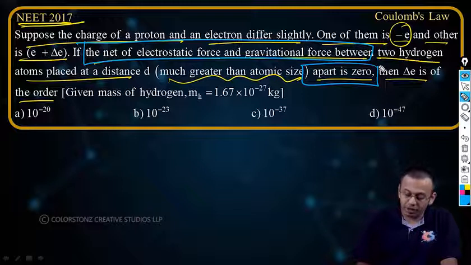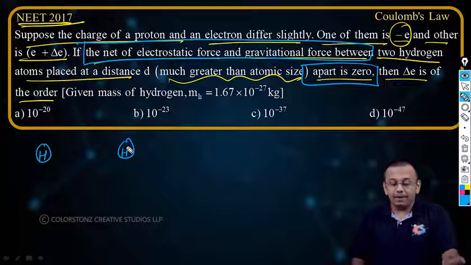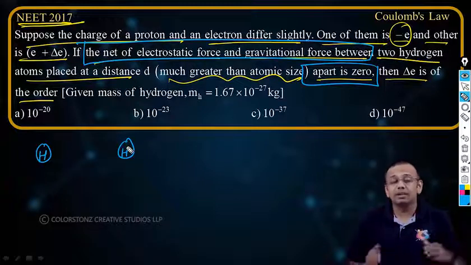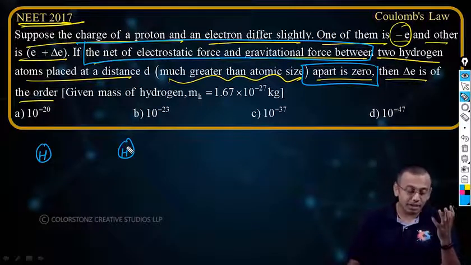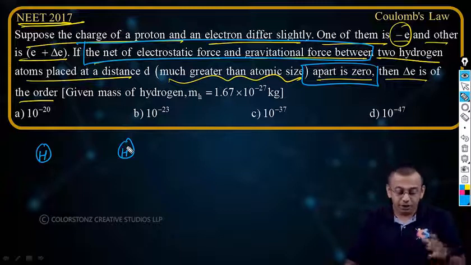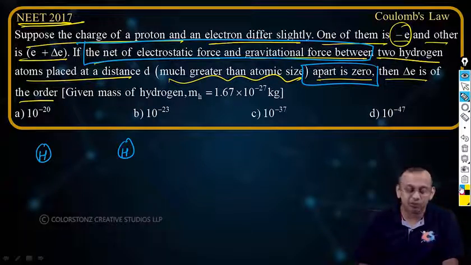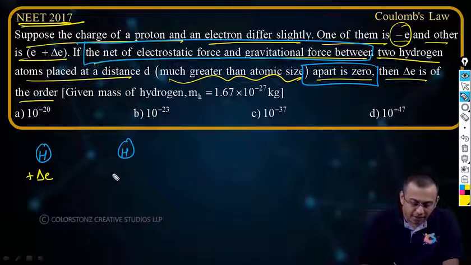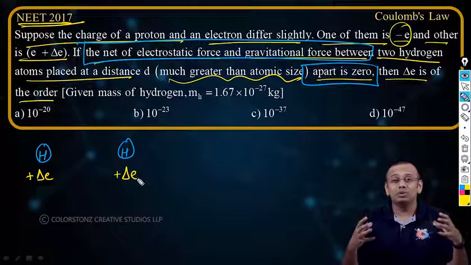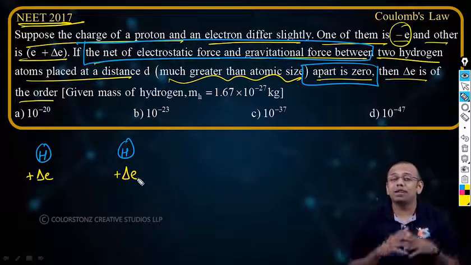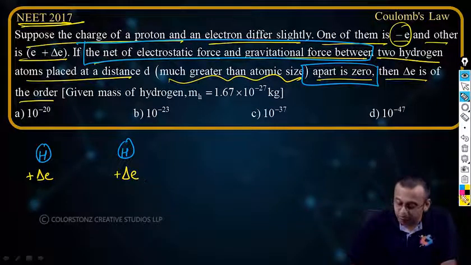Now, what is going to happen due to this extra charge? So we have two hydrogen atoms. If the charges are not equal and opposite, then of course there is an extra charge. We know that for a hydrogen atom, there is one electron, one proton. So now, because of this hypothetical situation, both of these have an extra plus delta E charge. And therefore, even though in nature normally the atoms are neutral, here we have a charged atom. So there is going to be an electrostatic repulsion.